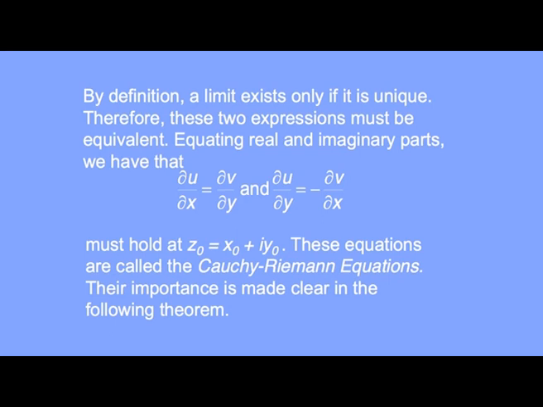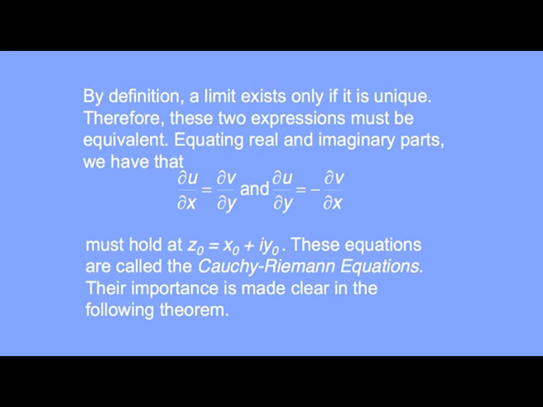Equating the real and imaginary parts, what do you have? You have dou u by dou x is equal to dou v by dou y, and dou u by dou y is equal to minus dou v by dou x. So, this must hold at z naught is equal to x naught plus I y naught. These equations are called the Cauchy-Riemann equations.